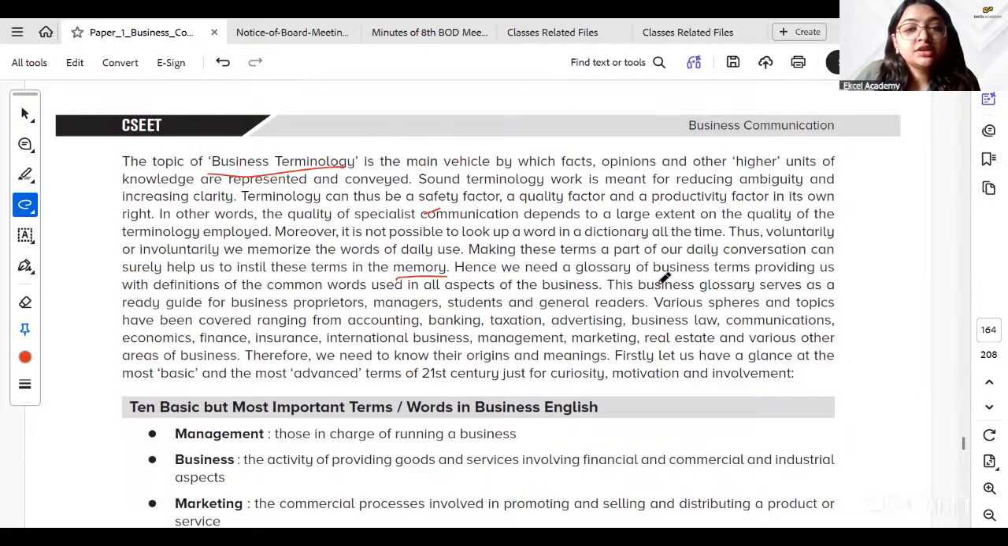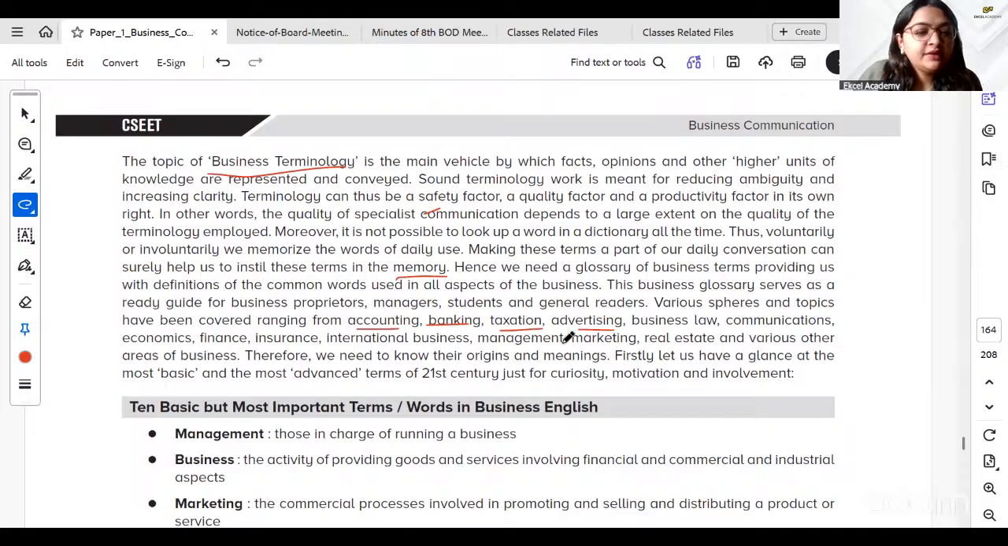Hence, we need a glossary of business terms providing us with definitions of the common words used in all aspects, right? So this is not all the terms that are used in business, but your most frequently and most commonly used terms, right? This business glossary serves as a ready guide for business proprietors, managers, students, and general readers as well. Various areas and topics have been covered ranging from accounting, banking, taxation, advertising. Okay. Therefore, we need to know their origins and meanings.